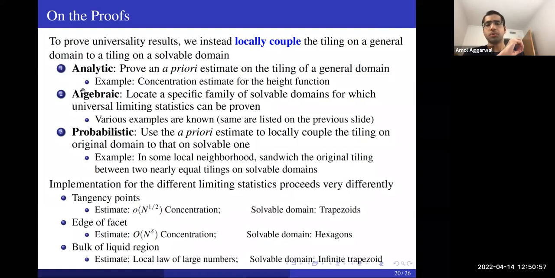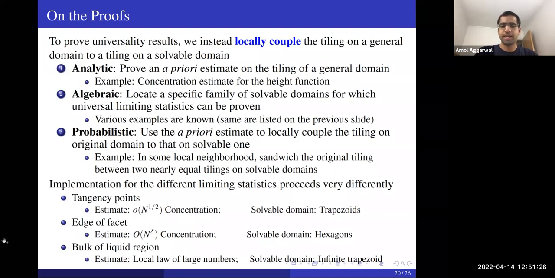So for example, in some local neighborhood, you might try to sandwich your tiling on your original domain between two tilings on two solvable domains. You try to squeeze your tiling on your general domain locally between two solvable tilings. Okay, so I should say that the implementation of this general framework in these different regimes is very different.